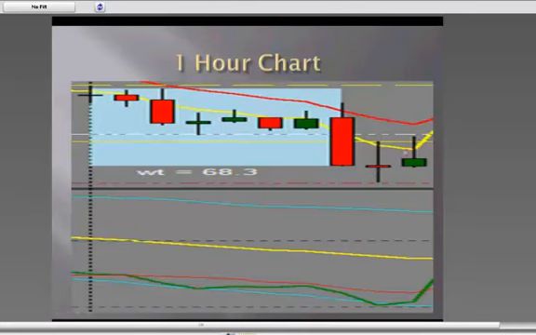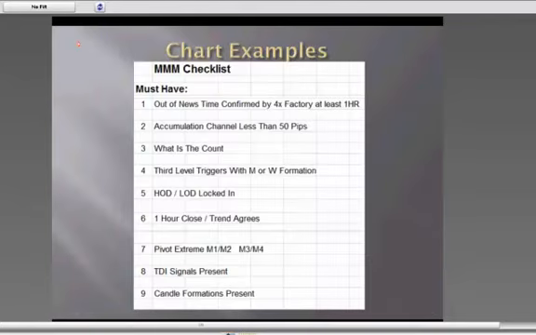I'll look at the 15 for the W formation in this example. Okay? Every one of you has this checklist. It's in your folder. If it's not, I'll give it to Kim. It'll be up there.